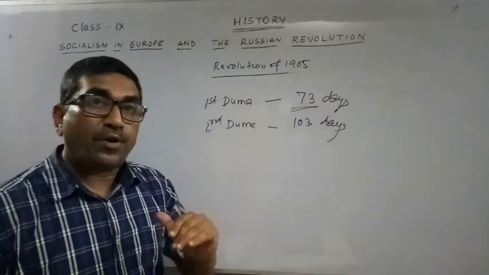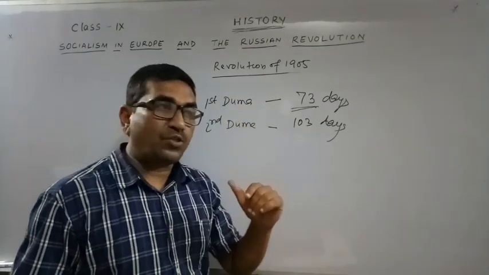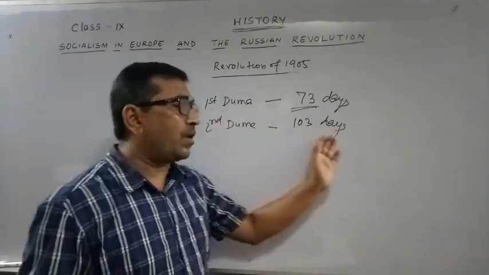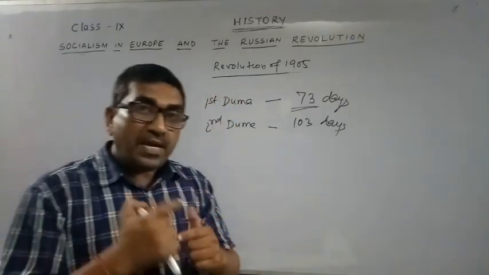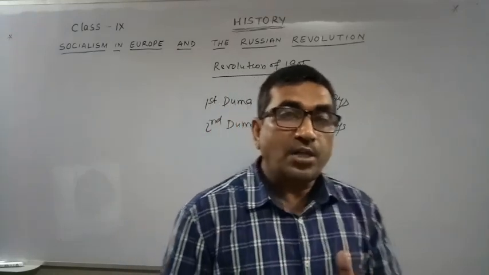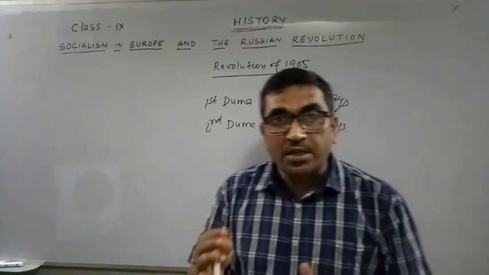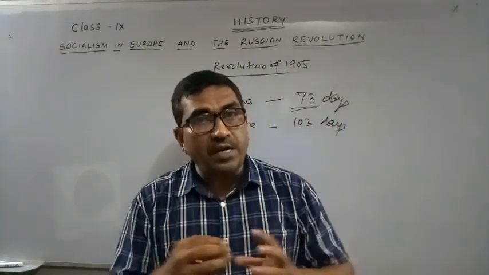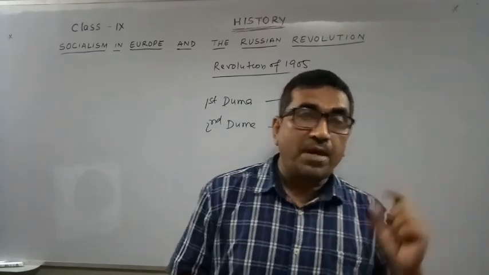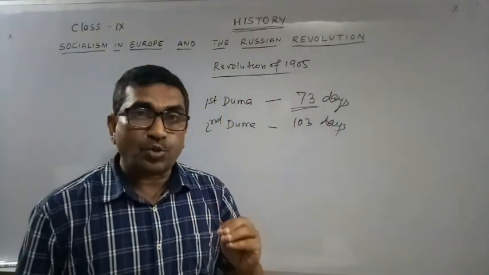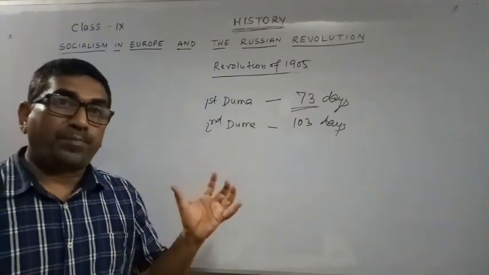The second Duma was appointed within 3 months after the dissolving of the first Duma, and the second Duma also lasted only 103 days. The main aim of Tsar Nicholas was to expel the liberals and the revolutionaries from the Duma and have it filled up by the conservatives. And we have discussed very early that the conservatives were the people who wanted little or no change, so they wanted to fill it.